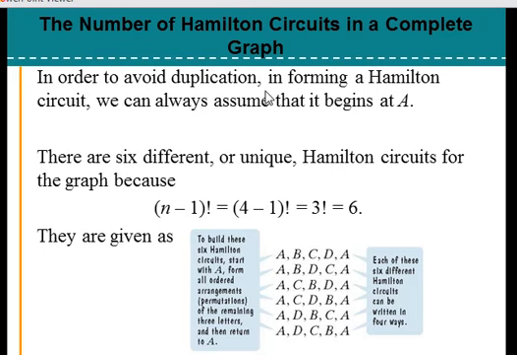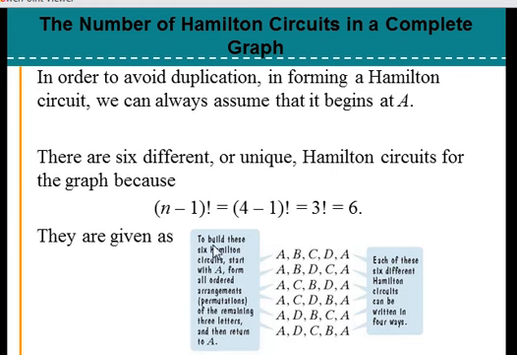In order to avoid duplication in forming a Hamilton circuit, we can always assume that it begins at A. There are six different or unique Hamilton circuits for the graph because n minus 1 factorial equals 4 minus 1 factorial equals 3 factorial equals 3 times 2 times 1, which equals 6.